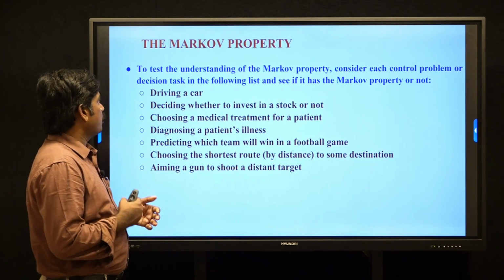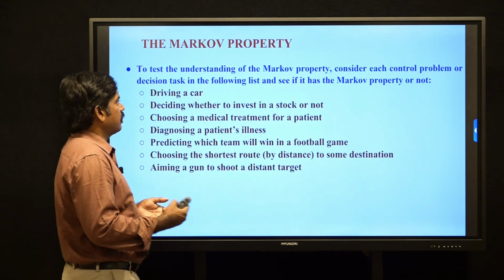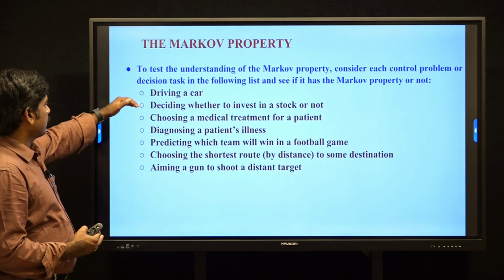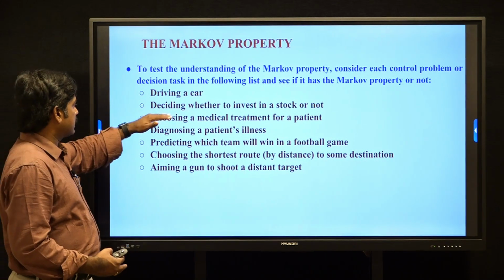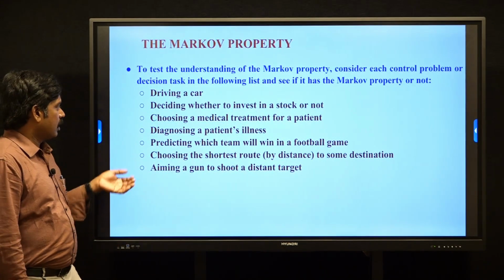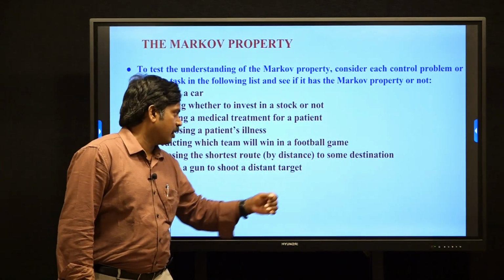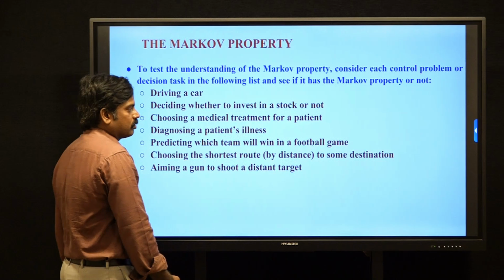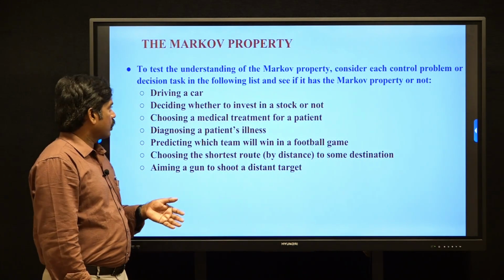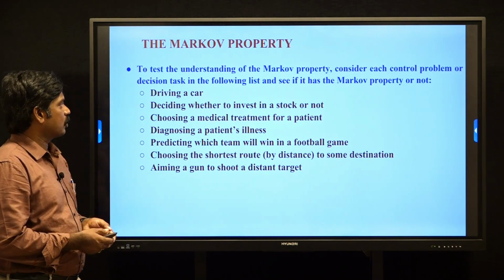Okay, for the Markov property, we analyze which tasks are related to the Markov property. We take some tasks: driving a car, deciding whether to invest in a stock or not, choosing a medical treatment for a patient, diagnosis of a patient's illness, predicting which team will win a football game, choosing the shortest route to some destination, aiming a gun to shoot a distant target. Which of these satisfy the Markov property, and which are not related to it?